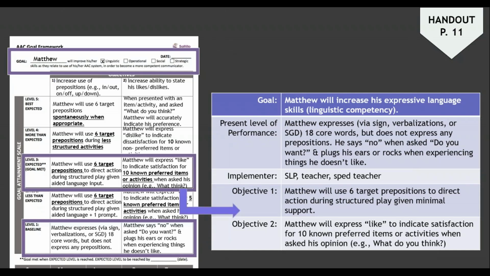Or your goal instead of using terms like level 3 on the goal attainment scale, which is what is expected for the time period you're working within. So you could also use the goal form and attach it to the IEP or clinical documentation and reference that form. For example, for your baseline, you could simply indicate see level 1 on the AAC goal framework attached.